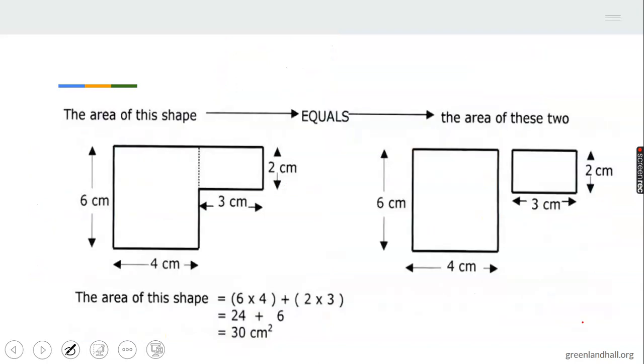Now, this is when we have combined shape. When two or more basic shape are joined together, this is what you will do. This is the original shape.